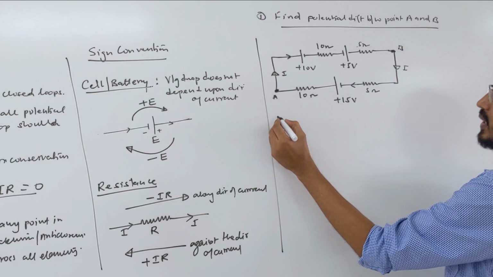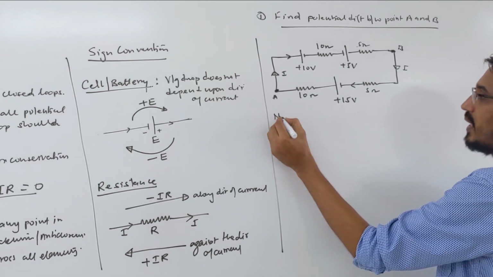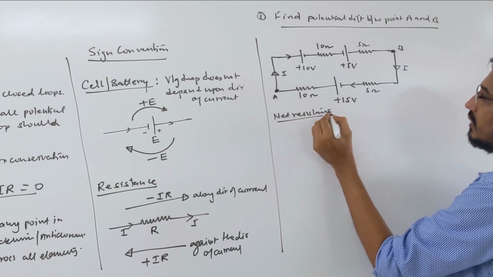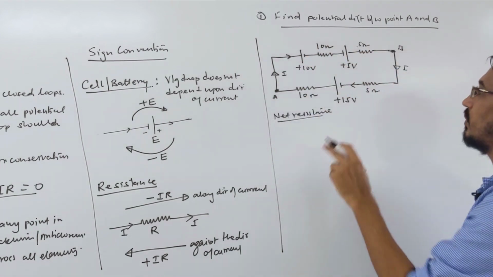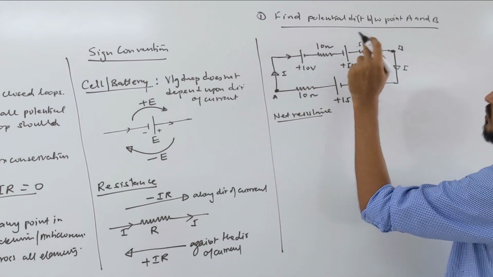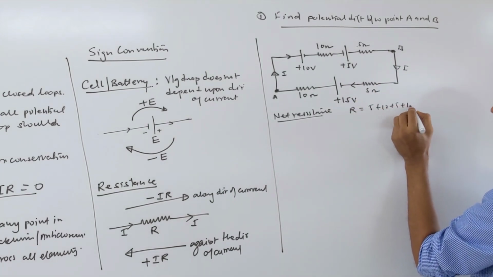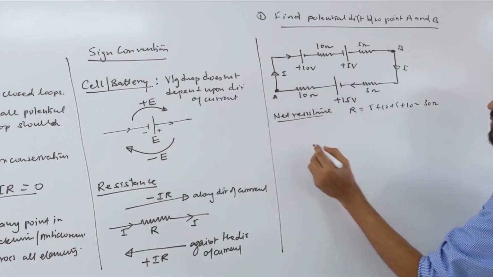Suppose, look here, I am doing it directly. What is the net resistance? All are in series, one closed loop: 5 ohm, 10 ohm, 10 ohm, 5 ohm. What is the net resistance? 5 plus 10 plus 5 plus 10. What is the answer? 30 ohm.